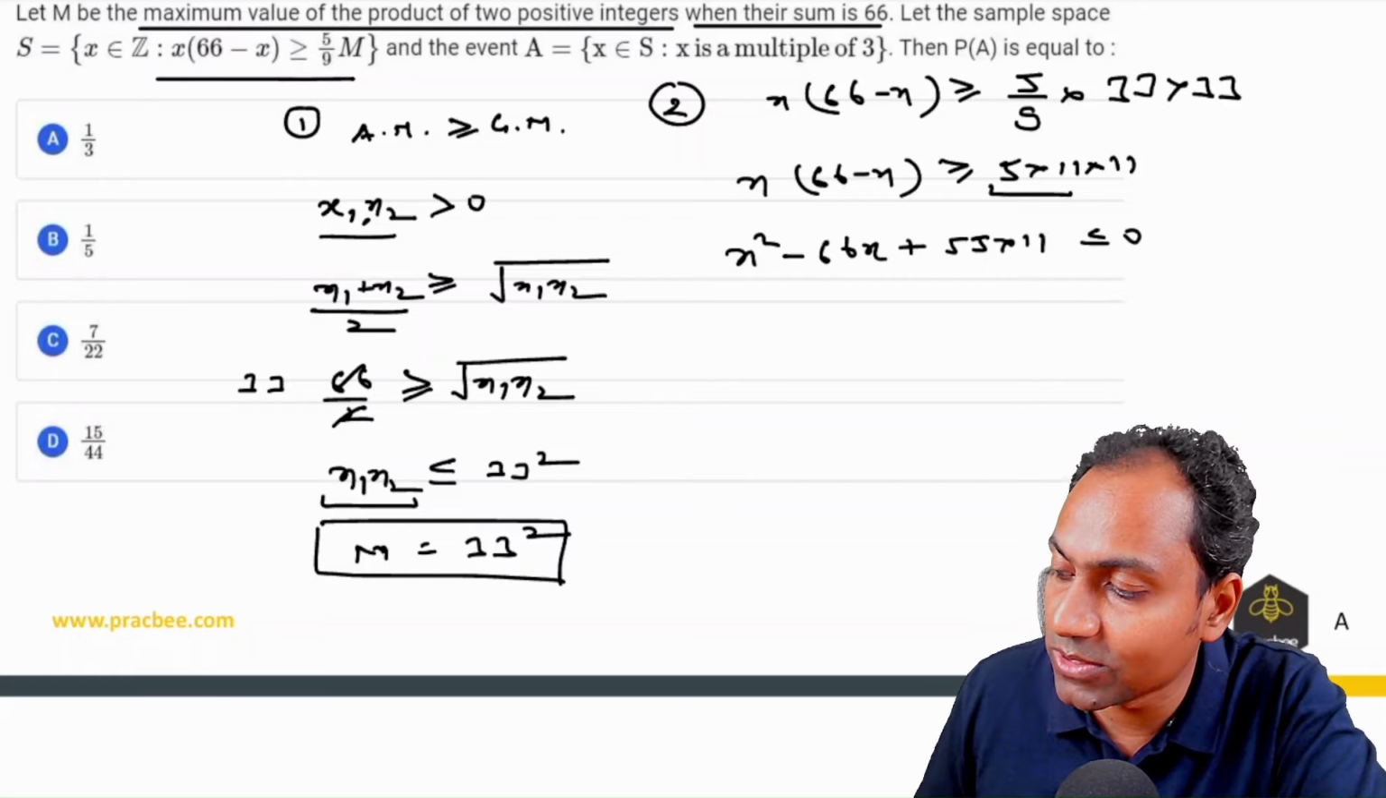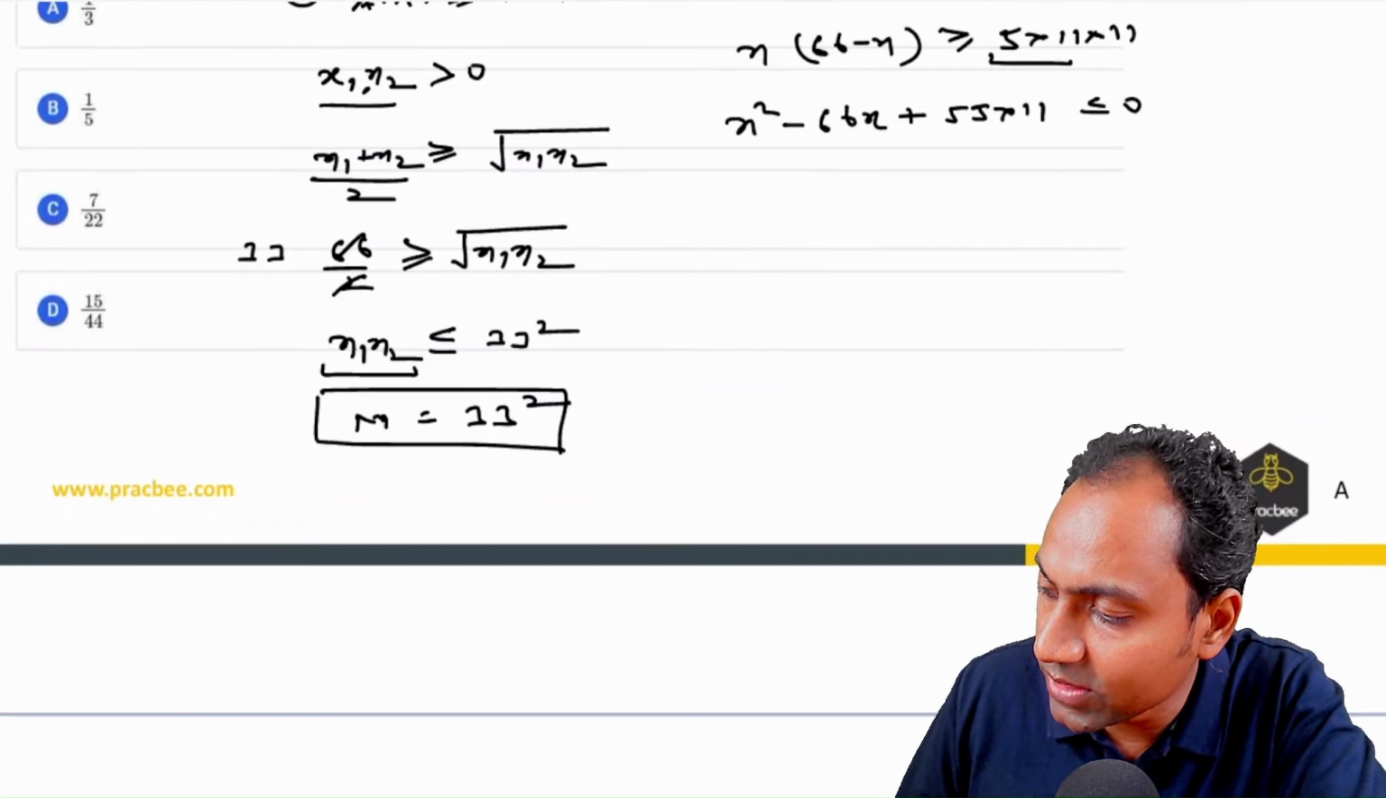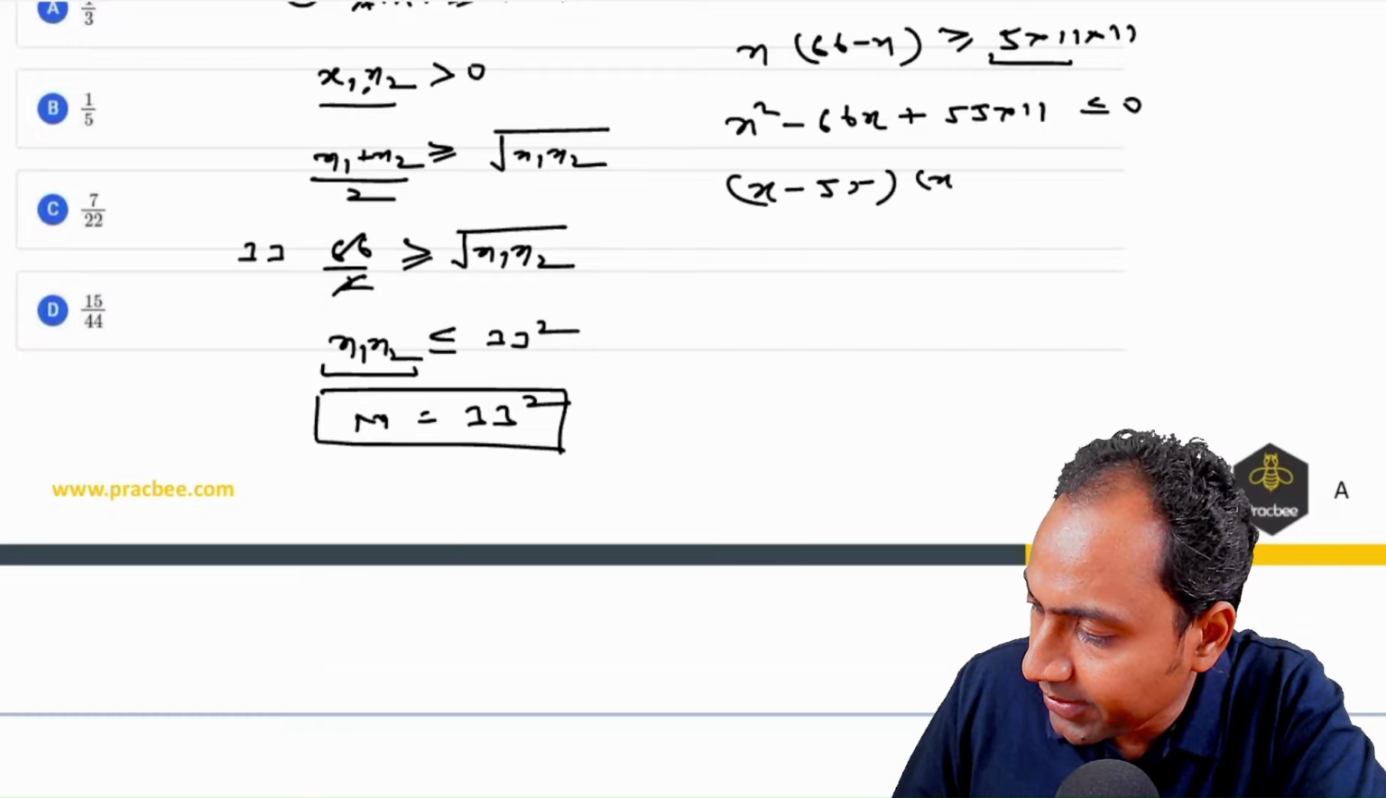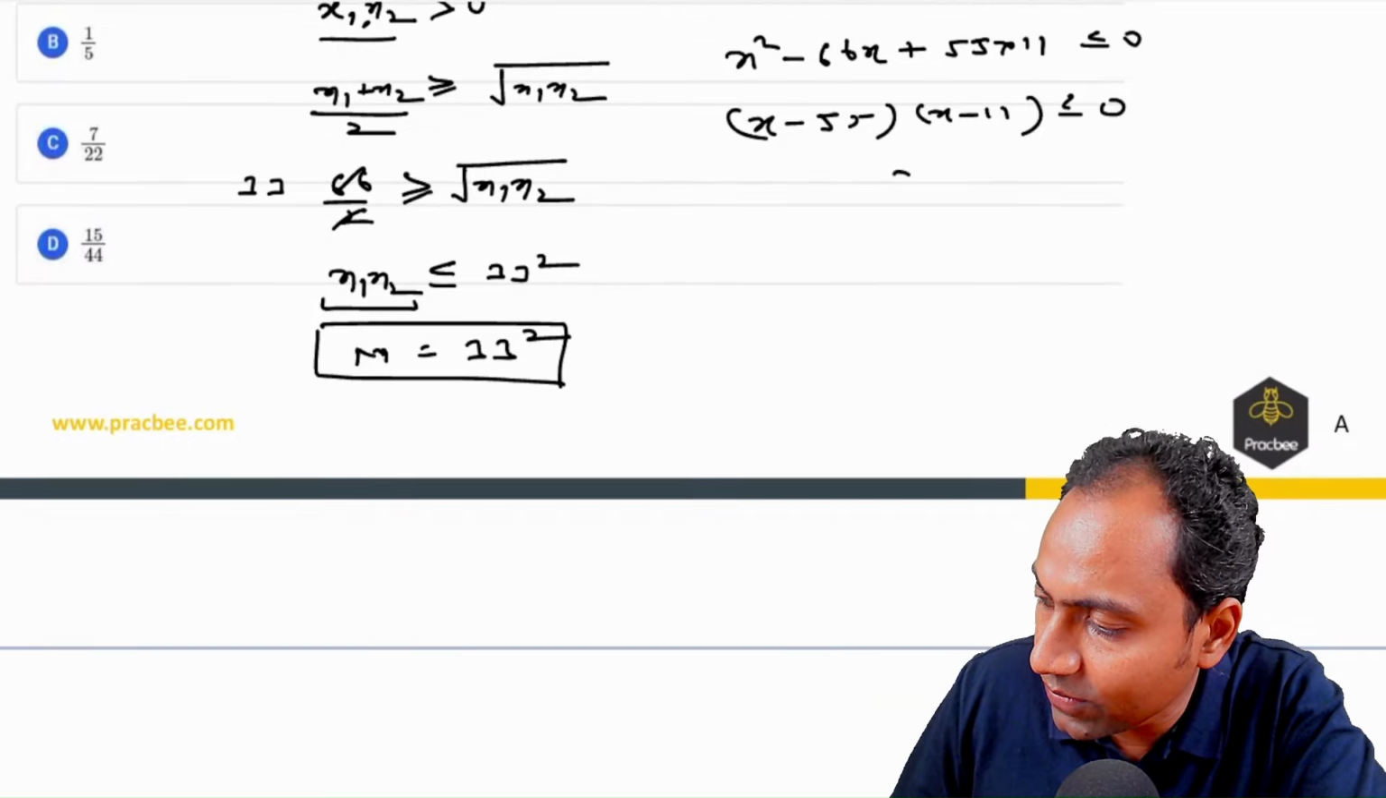Why are we doing that? Because now we can split the middle term. So if I split the middle term, this can be written as x minus 55 into x minus 11 is smaller than or equal to 0. So from here we have got the range of x that lies between nothing but 11 and 55.